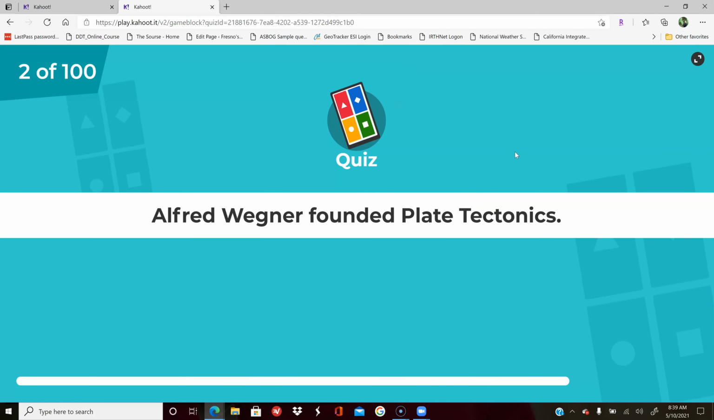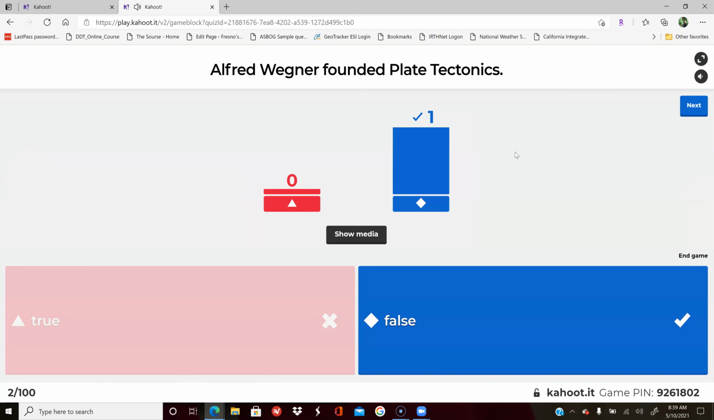Alfred Wegener founded plate tectonics. True or false? That would be false. Alfred Wegener's founded theory was continental drift, not plate tectonics. Plate tectonics was a combination of Arthur Holmes and Harry Hess.